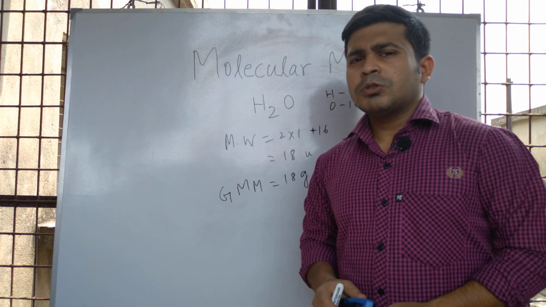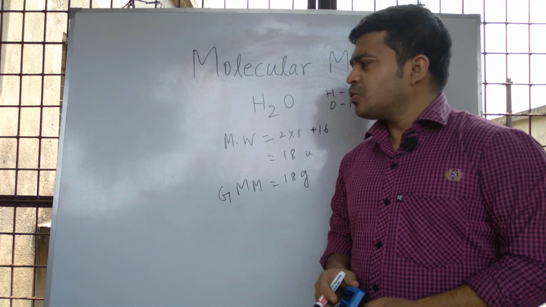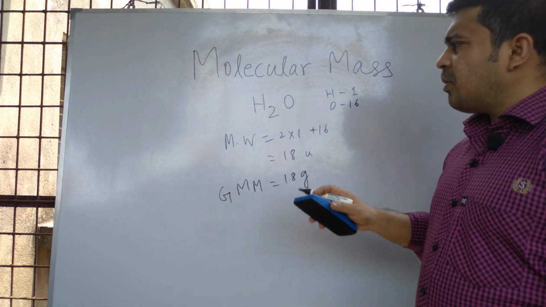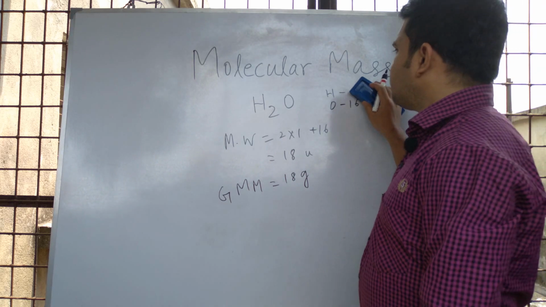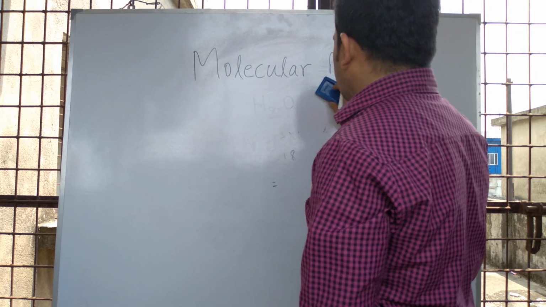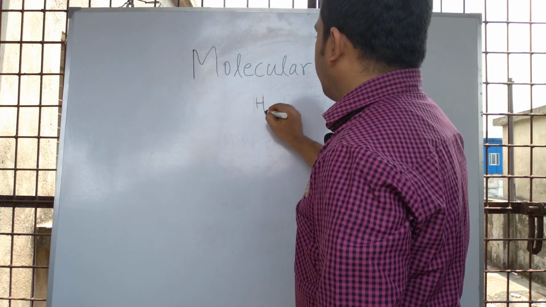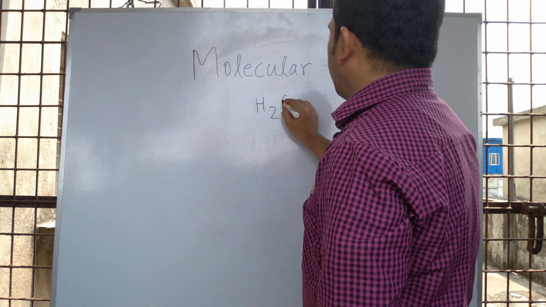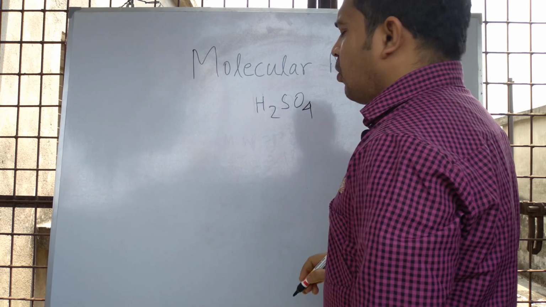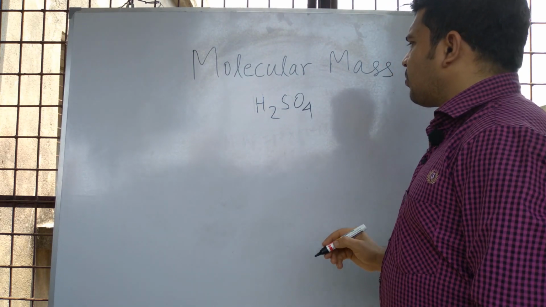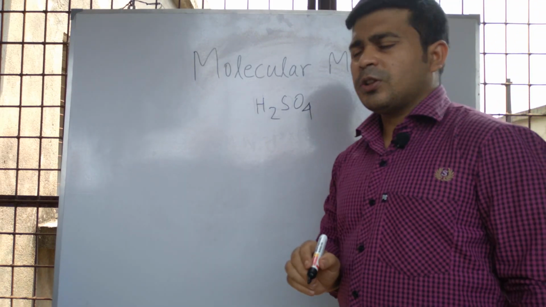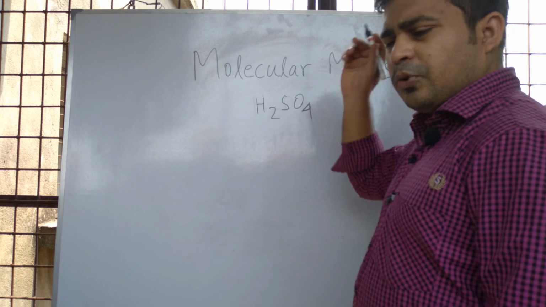We would like to take other examples also for the molecular mass or molecular weight calculation. We calculate the molecular weight of H2SO4. It's called sulfuric acid. So for sulfuric acid, how can we calculate the molecular mass of sulfuric acid?